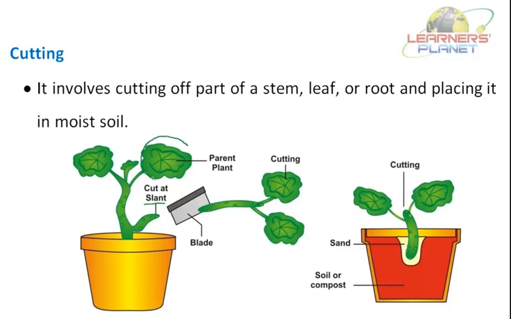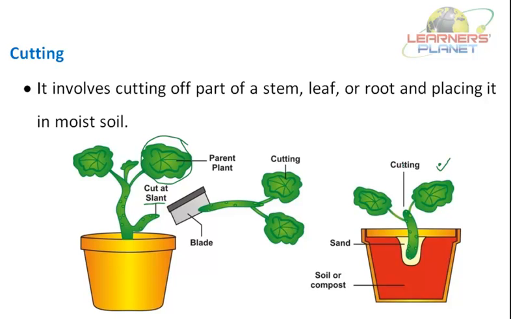Here you can see that this is the parent plant, and from the parent plant this part is cut at a slant. After cutting it, it is placed into another pot in which all the favorable conditions are given, with sand, soil or compost. Then after some days or some months a new plant grows. So this is a simple procedure of cutting.